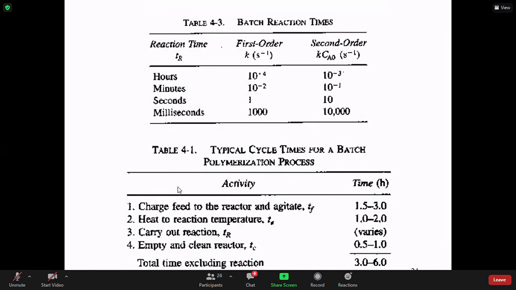Okay, this is typically the order of reaction for a batch reactor. So you can use hour, minute, second, or millisecond. For a first order reaction, the typical unit is second^-1. And for second order, typically it is, what is this? The unit is for the reaction rate, K CA naught, and then this is K.